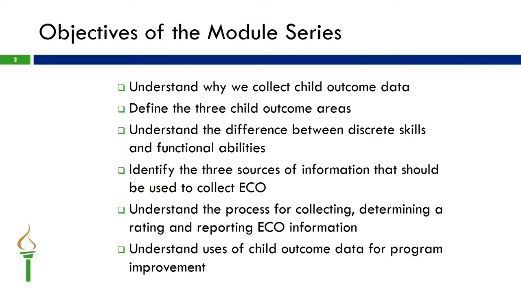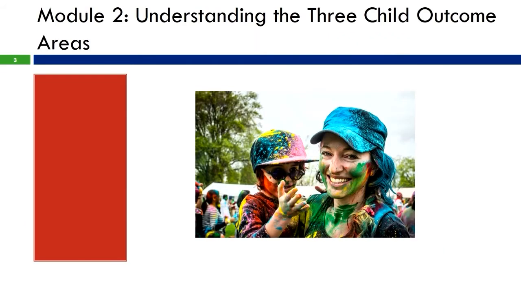The objectives of this module series include providing districts with an understanding of why outcome data is collected, defining the 3 outcome areas, providing districts with an understanding of the differences between discrete skills and looking at those skills from the lens of functional abilities, identifying the 3 sources of information that should be used to collect ECO information, providing districts with an understanding of the process for collecting information, determining a rating and reporting that rating, providing districts with an understanding of how to use their outcome data for program improvements.